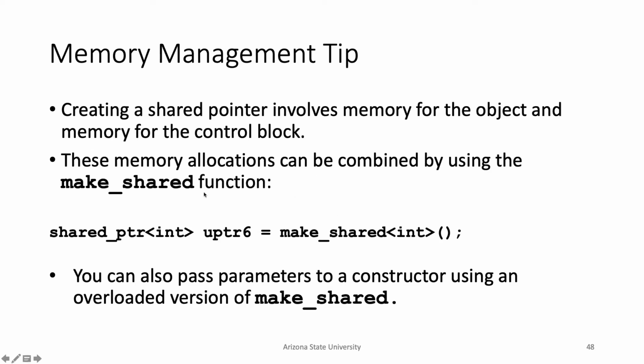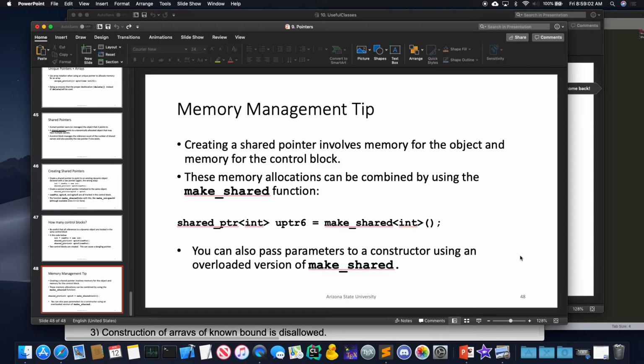Also, try to use make shared if you can, because it avoids the use of new and, of course, delete. Like with make unique, you can pass the parameters to construct the object if you need to. So if I wanted to set this integer to be 42, I would pass 42 into the constructor here. Okay. Whew, we're out of pointers, thank goodness.